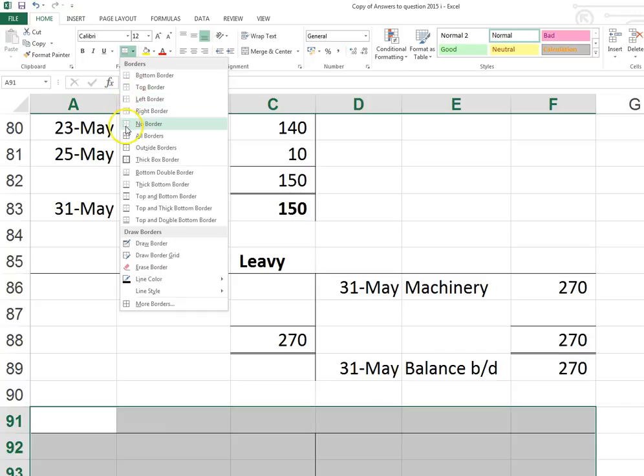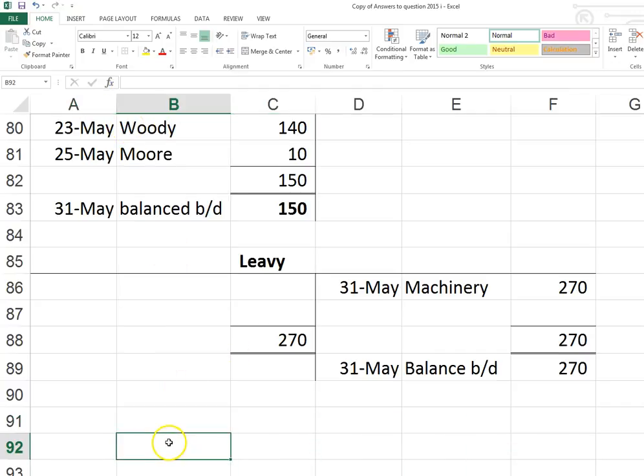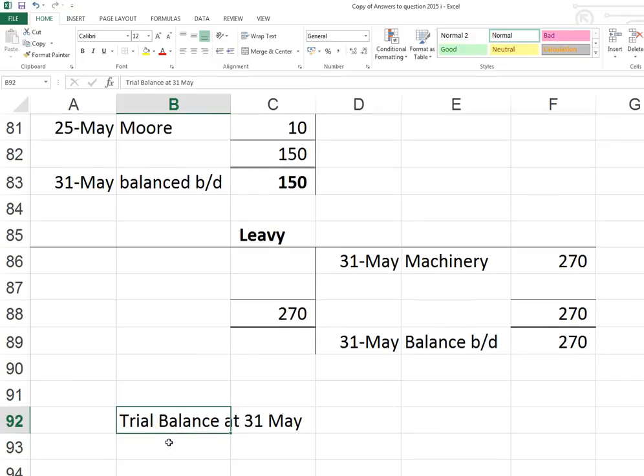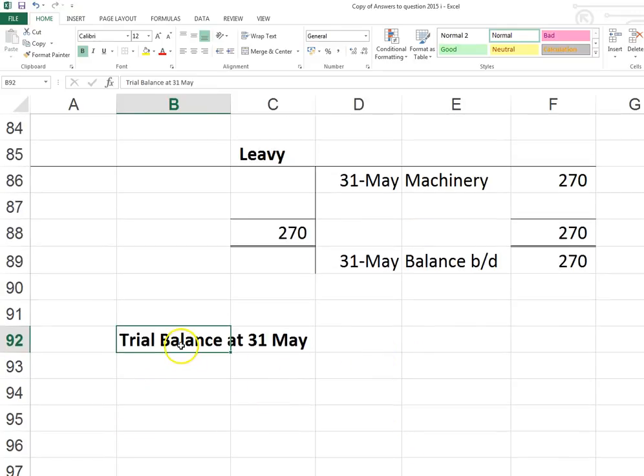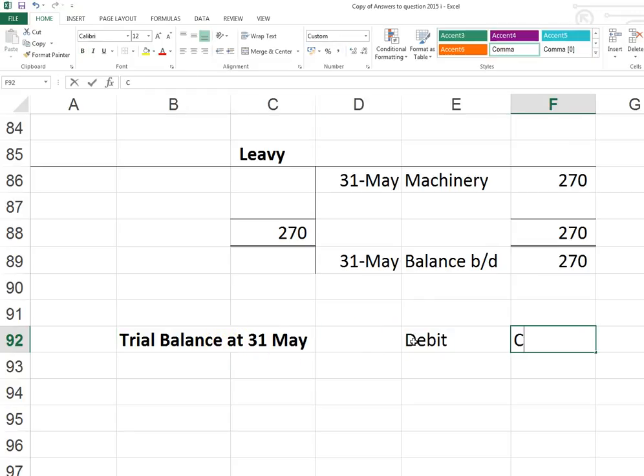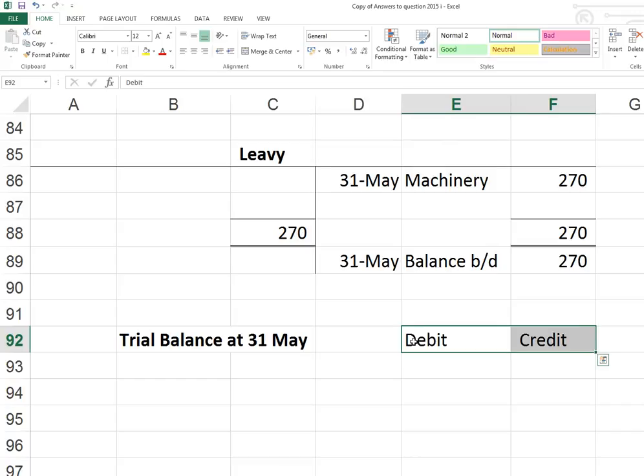Okay, and trial balance at 31st of May. We put in the title of the trial balance. You would put in the name of the trader. I didn't give you a name here, but say this was J. Kelly, trial balance of J. Kelly at 31st of May, and then we have debit and credit. So it's not a T account, it's just a list of the T accounts.